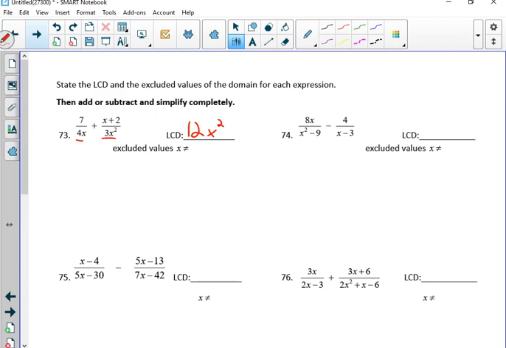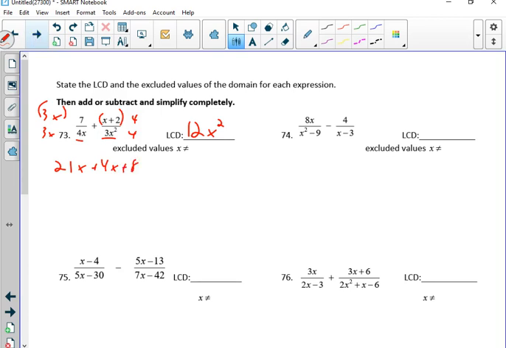Now you ask yourself, what do I need to multiply 4x by to get 12x squared? And that would be 3x. Whatever I do to the bottom, I must do to the top. 3x squared, what do I need? I need a 4. Bottom and top. Now, you just distribute. 7 times 3x is 21x. 4 times x plus 2, don't forget the parentheses, is plus 4x plus 8.